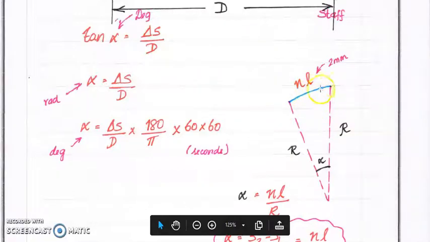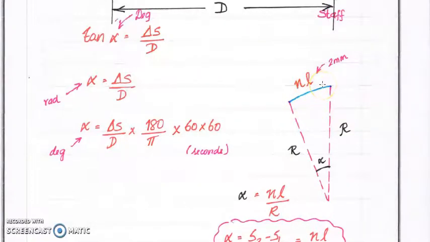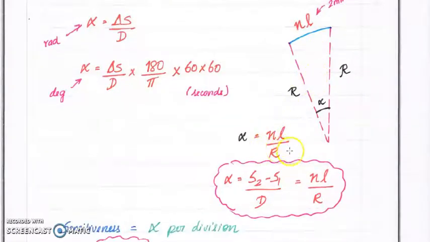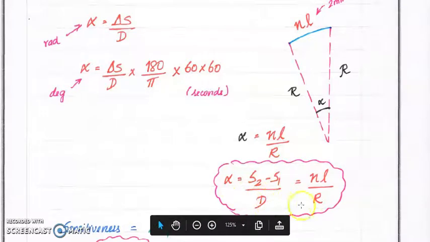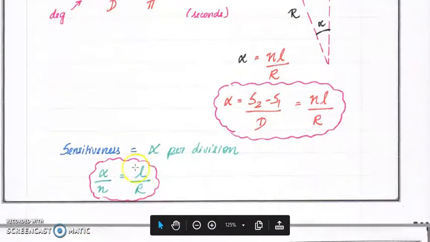One more formula. If you disturb even 1 mm, it will lead to accumulation of error, so we should always check the sensitiveness of the bubble tube. So alpha equals NL by R, that is, S2 minus S1 by D equals NL by R. Sensitiveness is alpha per division. So the finalized formula is alpha by N equals L by R.